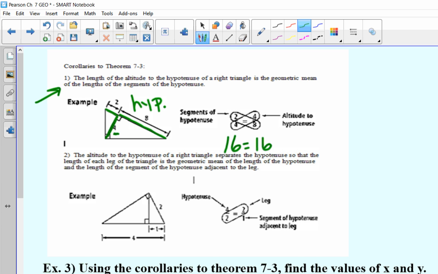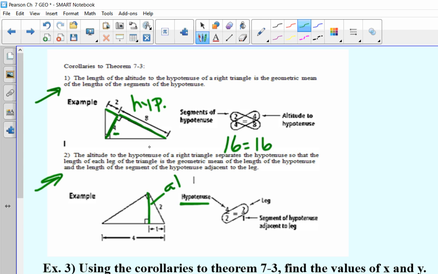The second corollary: the altitude to the hypotenuse of a right triangle is separating the hypotenuse. So the length of each leg of the triangle is the geometric mean of the length of the hypotenuse and the length of the segment of the hypotenuse adjacent to the leg. OMG. Okay. Well, first off, we got a hypotenuse. So the hypotenuse, this is my altitude.